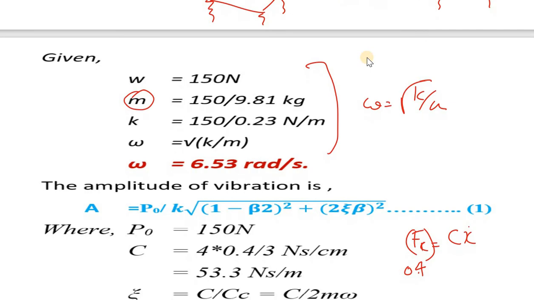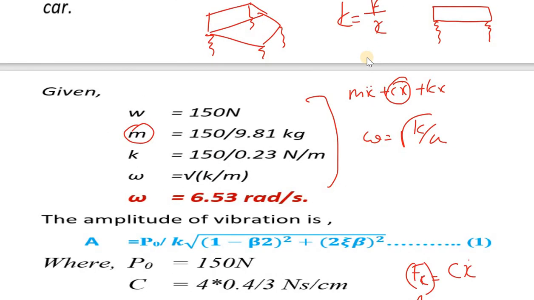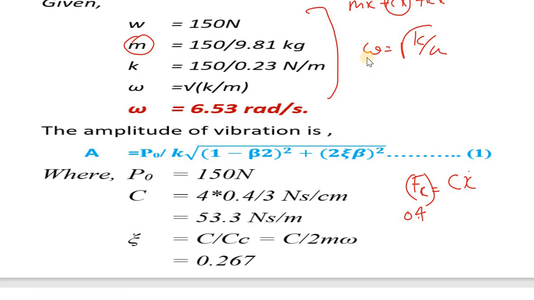So why did they write like this? Because that is the thing you need to understand. What is m x double dot plus c x dot plus k x? This is our equation, and this is the damping force. The damping force is equal to c into x dot. Velocity is given, so I need to find out what is c. If I know c, only then I can find out theta. What is theta? C by c critical. Critical is equal to 2m omega, which we studied. So this c depends upon this force.